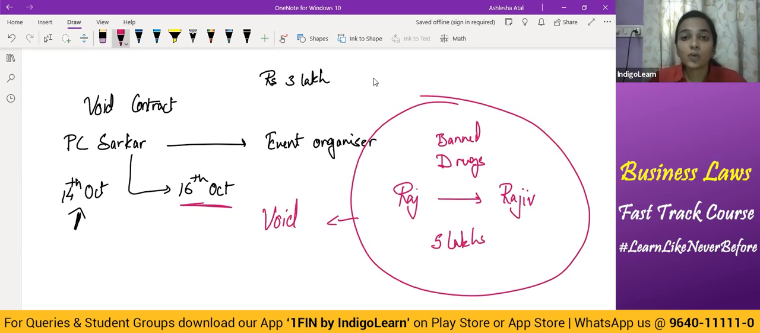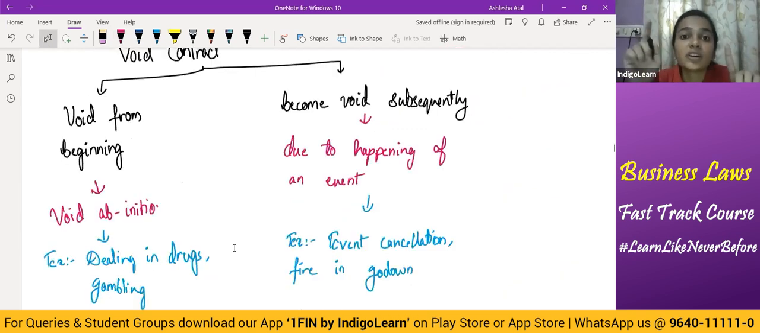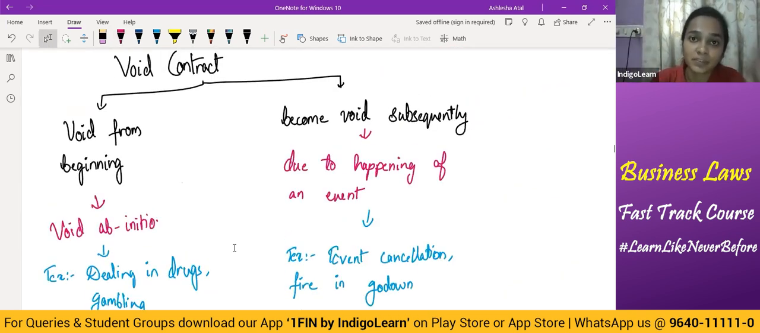So when we talk of a void contract, a void contract is a contract which ceases to be enforceable. However, there can be two situations here. A void contract can either be void from the very beginning, or it may become void subsequently. That is, when it was initially made, it was valid, but later on it becomes void due to the happening of an event. However, when the contract is void from the very beginning, we call it void ab initio. That is void from the very beginning, void from inception.